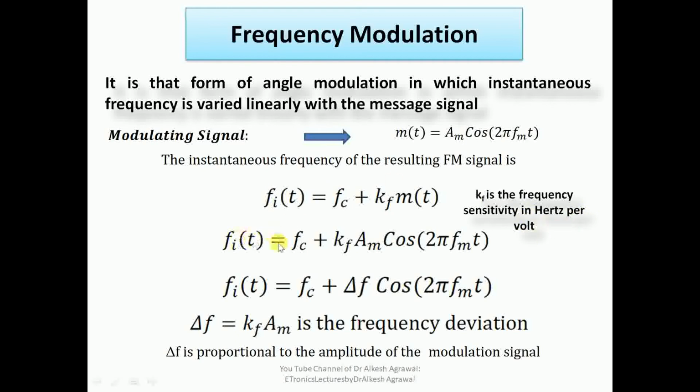Now how do we define fi(t), the instantaneous frequency? It becomes fc plus, putting the value of m(t), kf Am cos 2πfmt. Now this kf into Am is replaced by another term, delta f, which is termed the frequency deviation, because the cosine has peak values from +1 to -1. So the frequency varies from fc + Δf to fc - Δf. This factor Δf is therefore termed the frequency deviation.